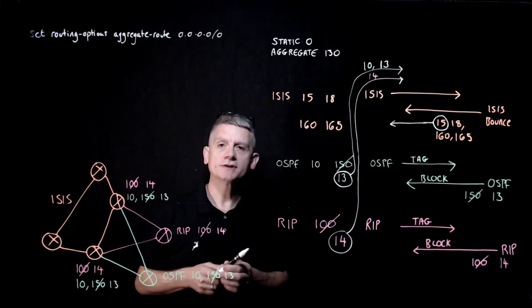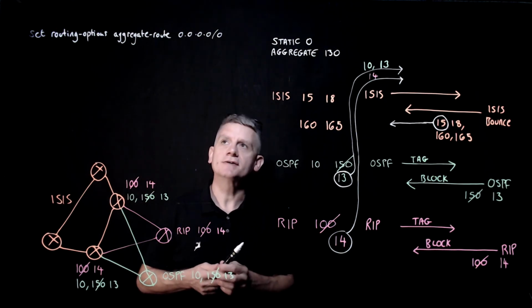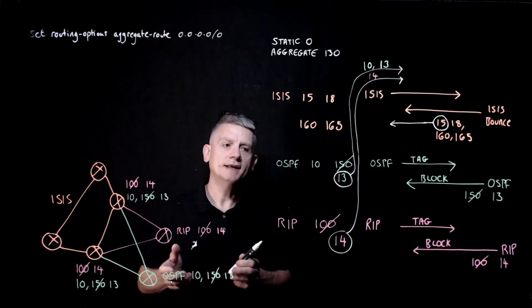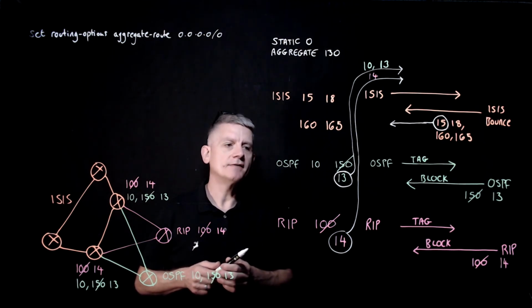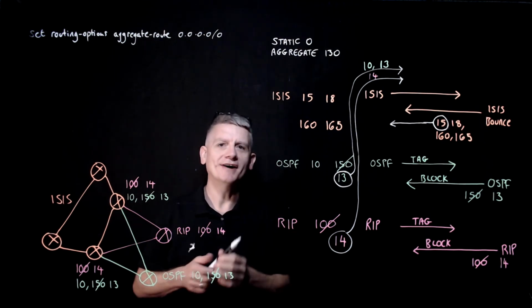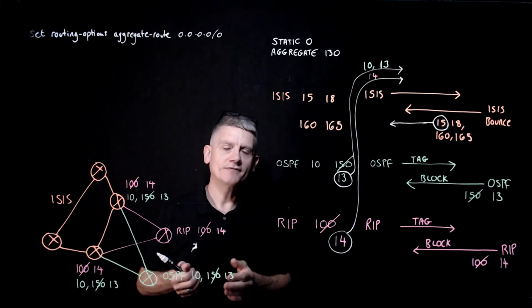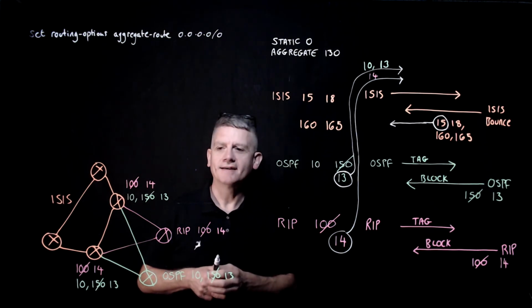Of course, the RIP is just running version 4, so there's only an aggregate route for version 4 in this particular example, and of course it has the value of 130 as a preference prior to being exported out.